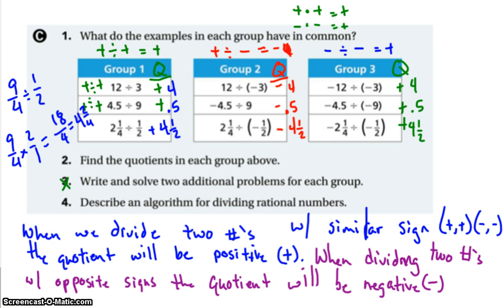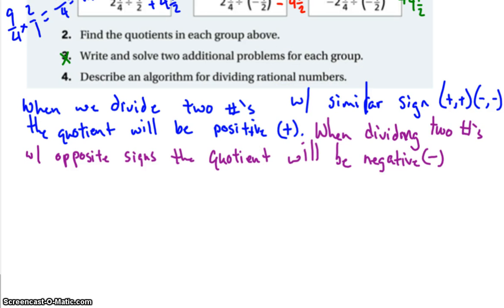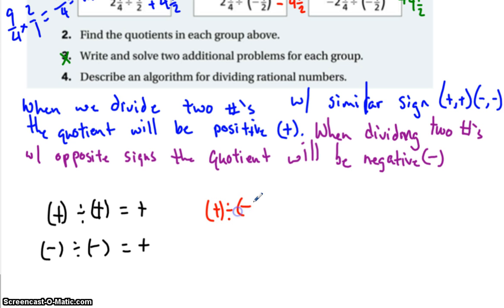All right, so we're going to come up with some shorthand for this. Okay, so we're going to say that a positive divided by a positive will equal a positive, and a negative divided by a negative will equal a positive. Okay, and then we are going to say that a positive divided by a negative will equal a negative, and that a negative divided by a positive will equal a negative as well.